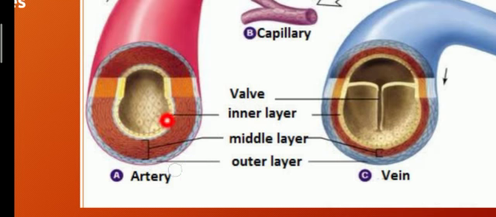So these are the two differences between the arteries and the veins. Arteries do not contain valve because the blood moves in very high pressure in artery, and blood moves in very low pressure in vein, so they contain valve to prevent the backflow of blood.